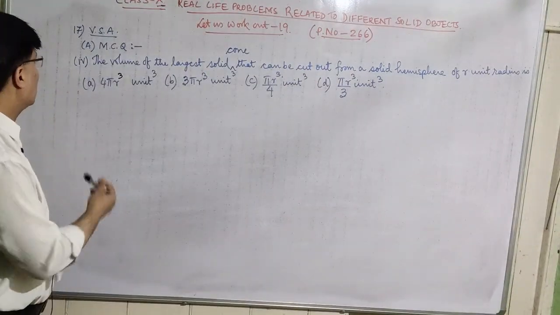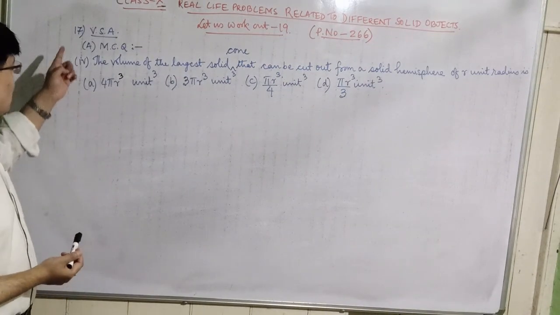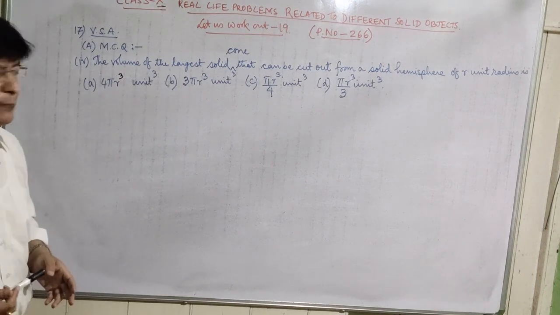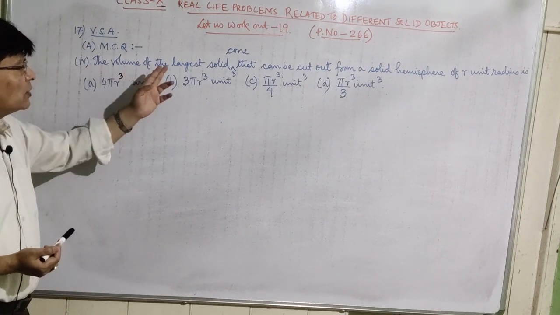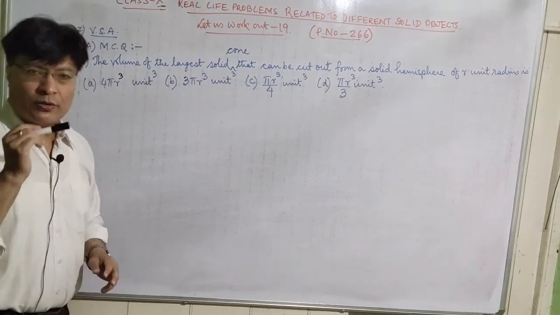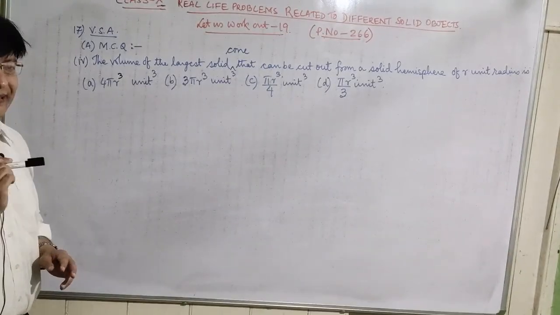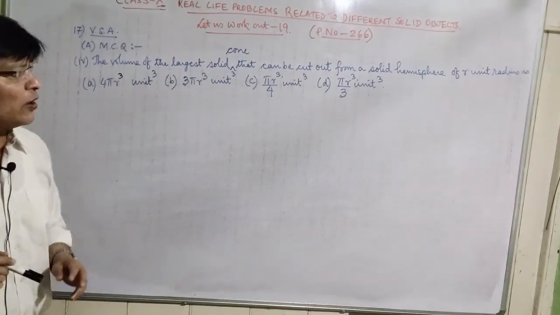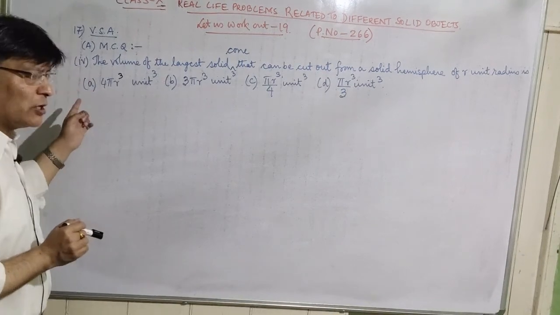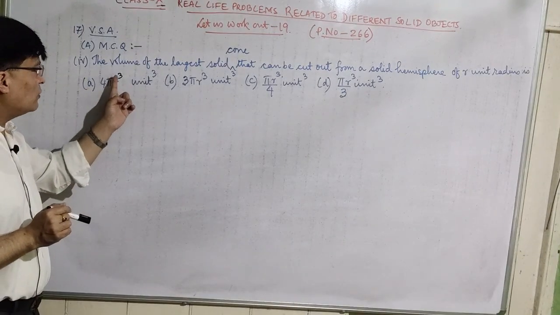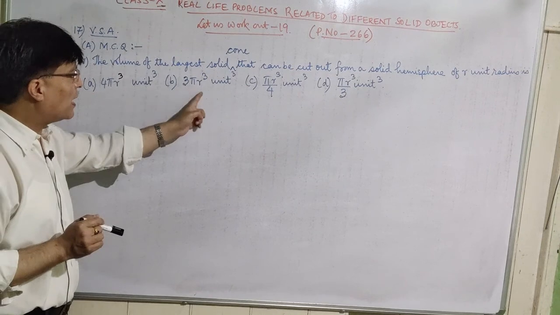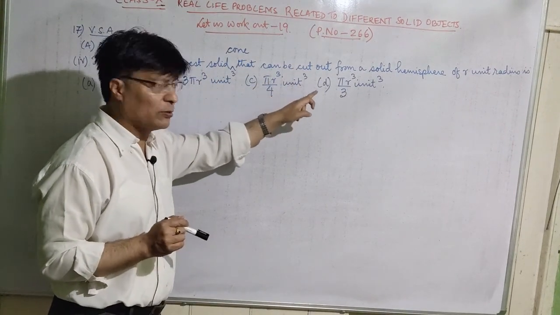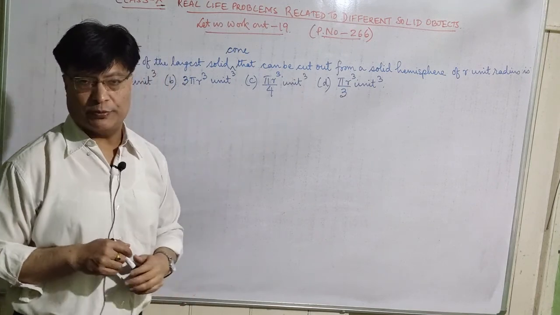So now we'll do the next question, that is question number 17, A, number 4. This is also a multiple choice question. The question is: the volume of the largest solid cone that can be cut out from a solid hemisphere of R unit radius is it number A, 4 pi R cube unit cube? Number B, 3 pi R cube unit cube? Number C, pi R cube by 4 unit cube? Or number D, pi R cube by 3 unit cube?